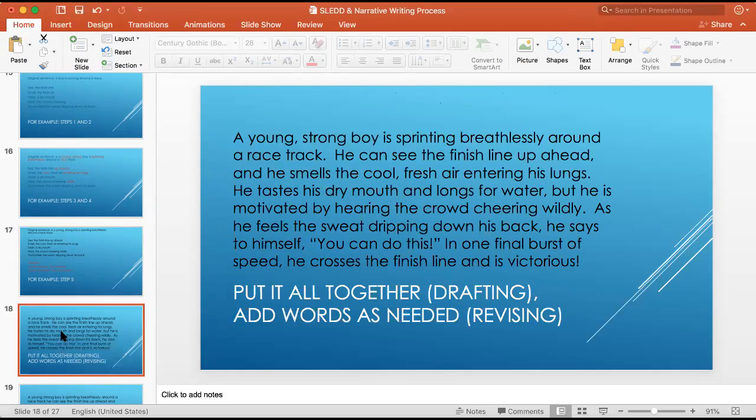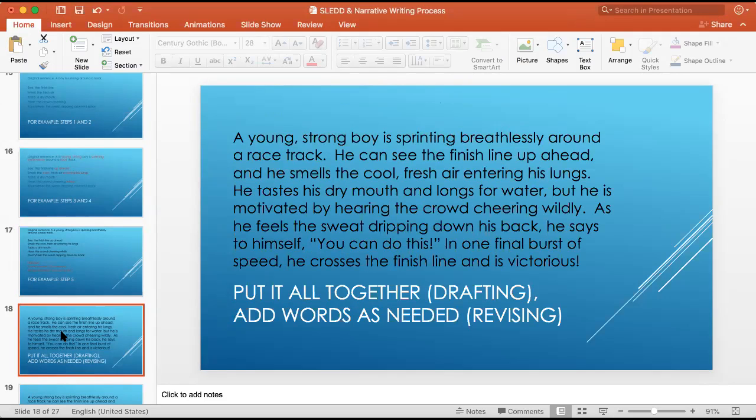A young, strong boy is sprinting breathlessly around a racetrack. He can see the finish line up ahead, and he smells the cool, fresh air entering his lungs. He tastes his dry mouth and longs for water, but he is motivated by hearing the crowd cheering wildly. As he feels the sweat dripping down his back, he says to himself, "You can do this!" In one final burst of speed, he crosses the finish line and is victorious.